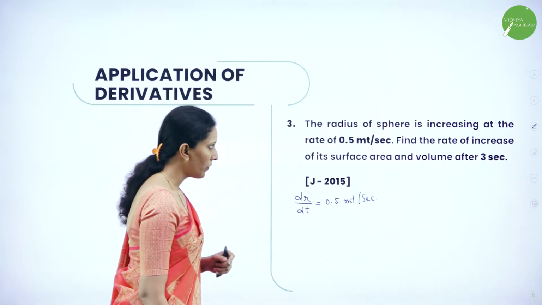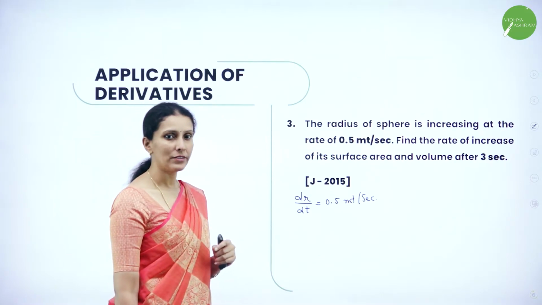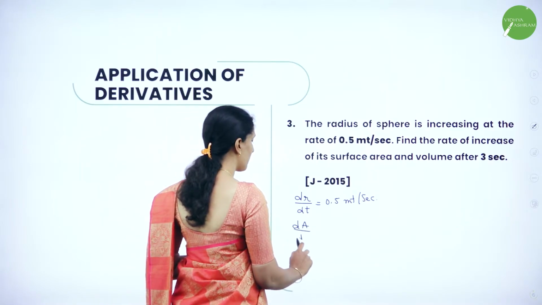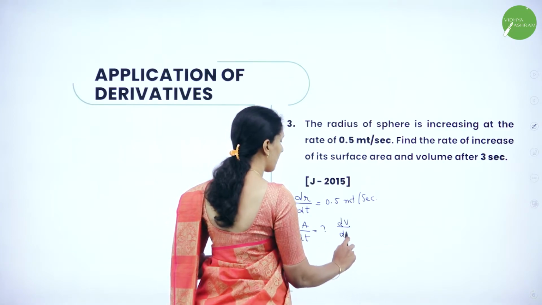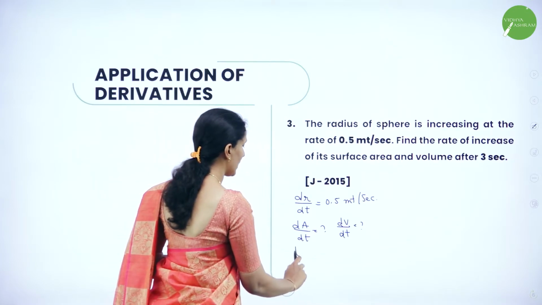Find the rate of increase of its surface area and volume after 3 seconds. We need to find out dA by dt as well as dV by dt when time is equal to 3 seconds.